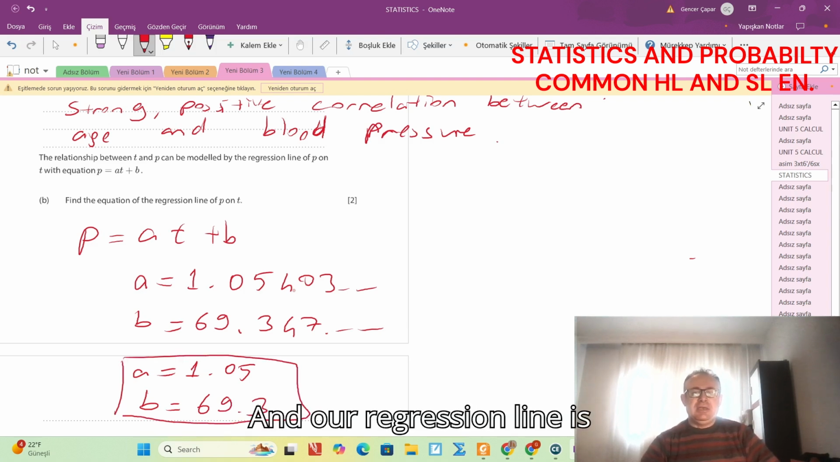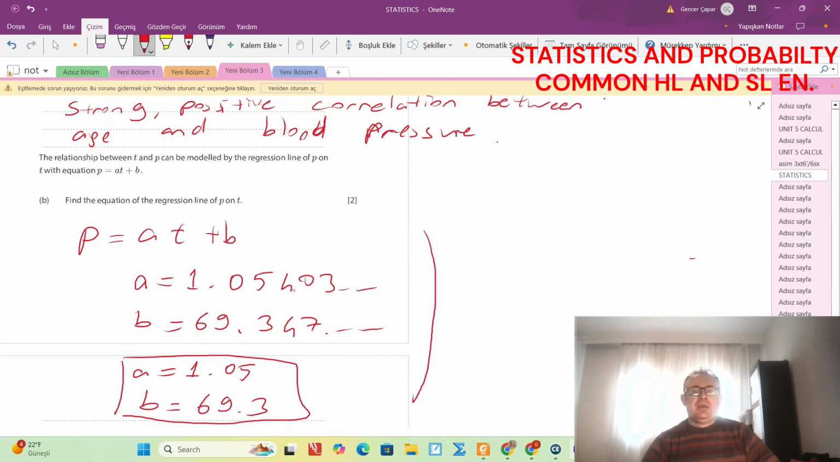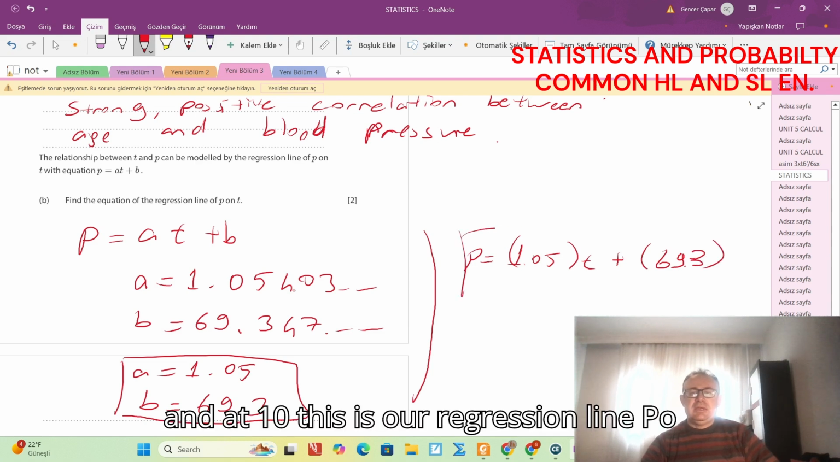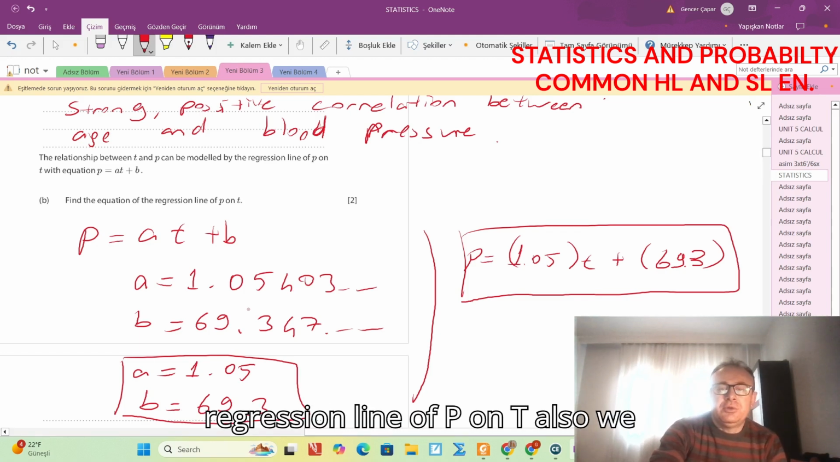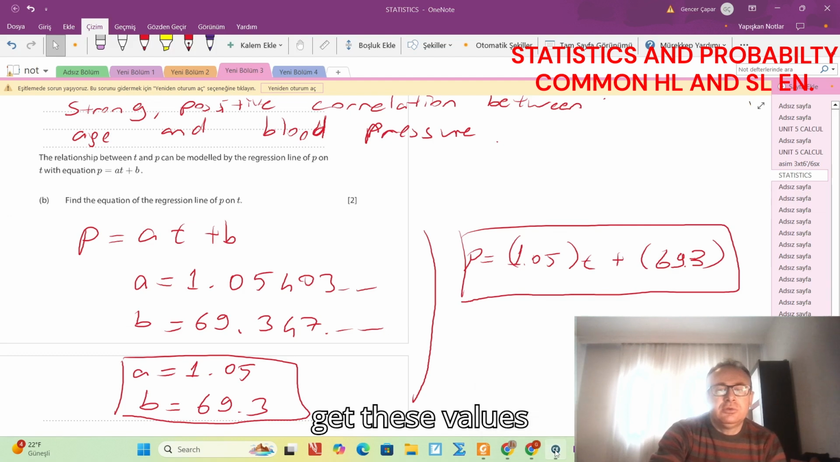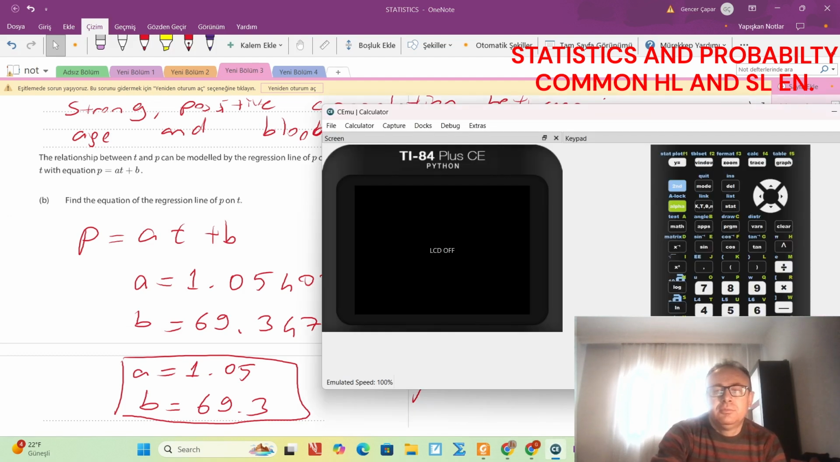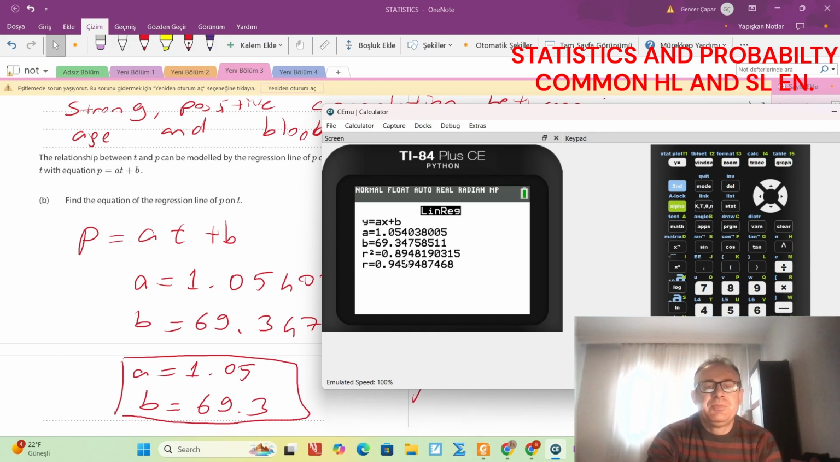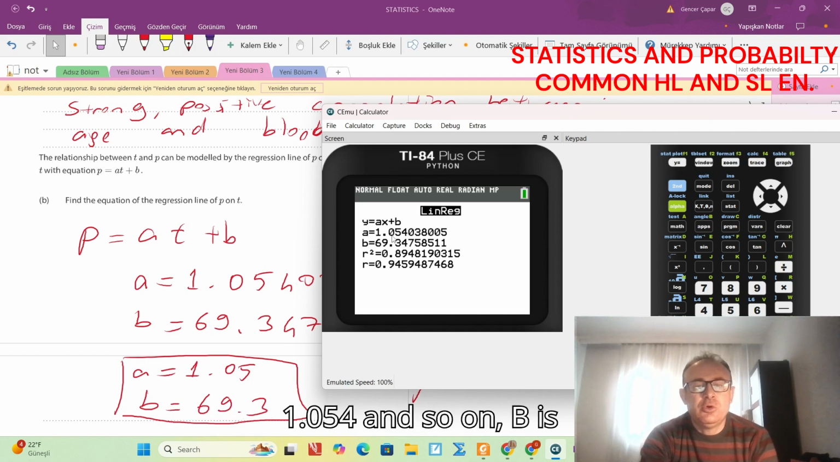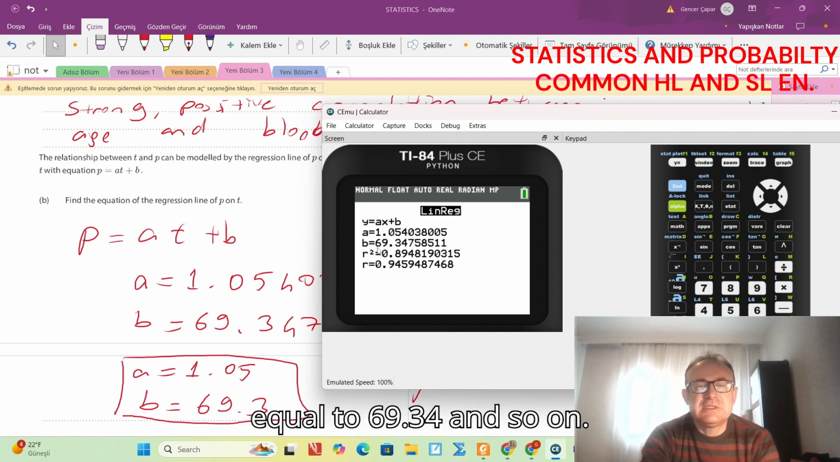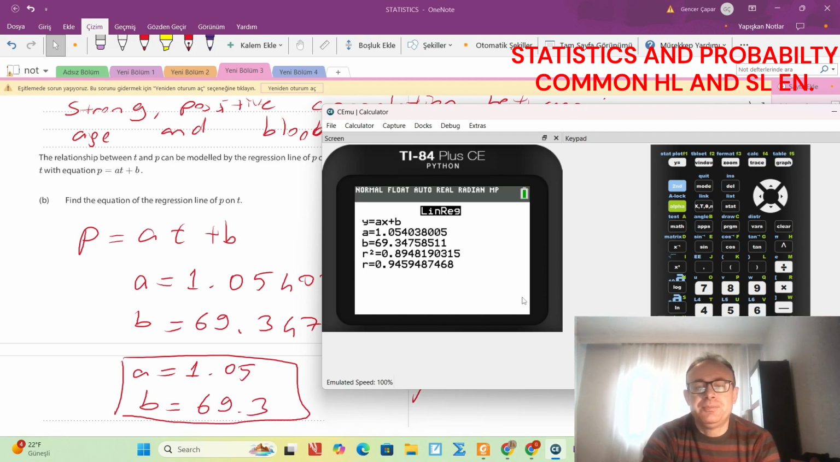And our regression line is P is equal to 1.05 T plus 69.3. At the end, this is our regression line of P on T. Also look at these values. As you see here, after inputting our data, we found a as 1.054 and so on, b is equal to 69.34 and so on.